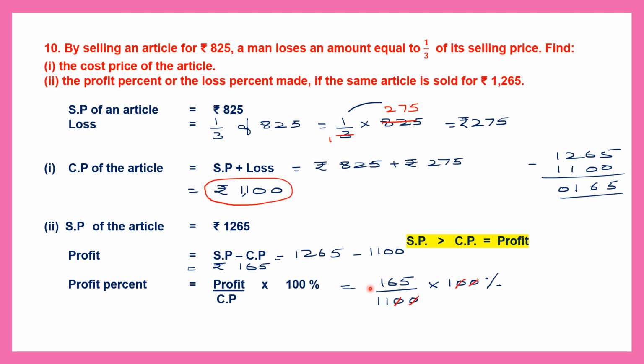Now I can cancel 165 and 11 by 11 itself. So 11 ones are 11 and 11 into 15 is 165. Now multiply the numerators. 15 into 1 is 15, by 1 means 15 itself. So this is 15%. So we have found the profit percent also, and that is 15%. So this is our final answer, 15%. So we found the first answer. The cost price is 1100 rupees and the profit percent is 15%.